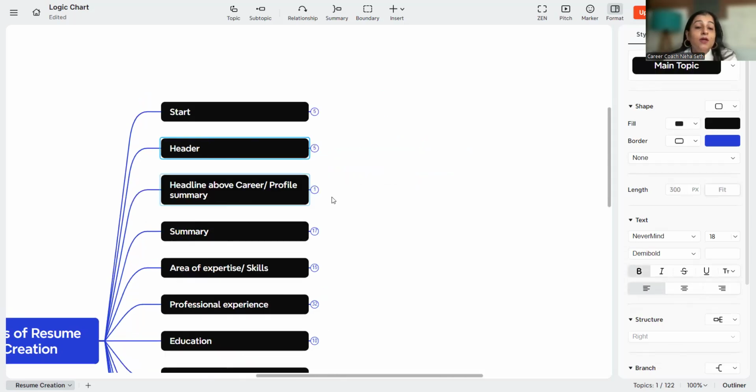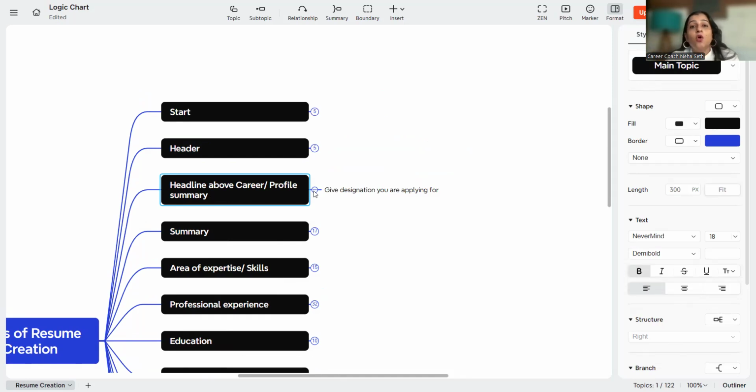I hope it's clear. Now, just below the header and above the career or profile summary is the headline. We insert the headline to give a solid impression to the person reading the resume that you are clear on the designation you are applying for. Please make a note of that: this is the designation you are applying for.